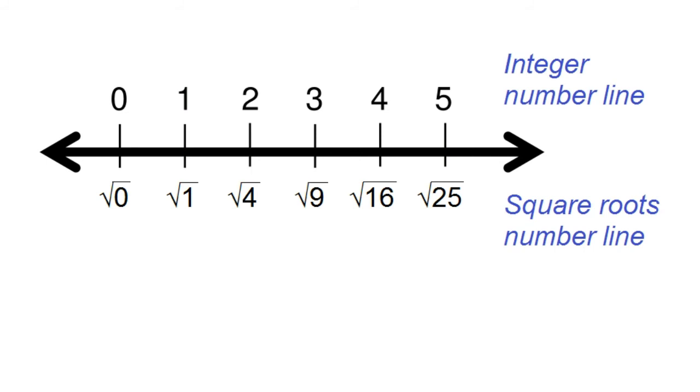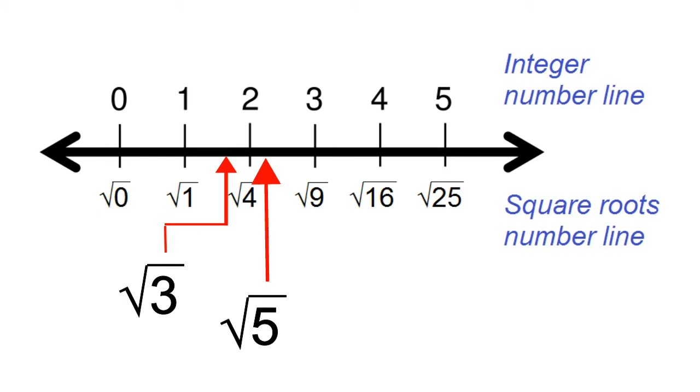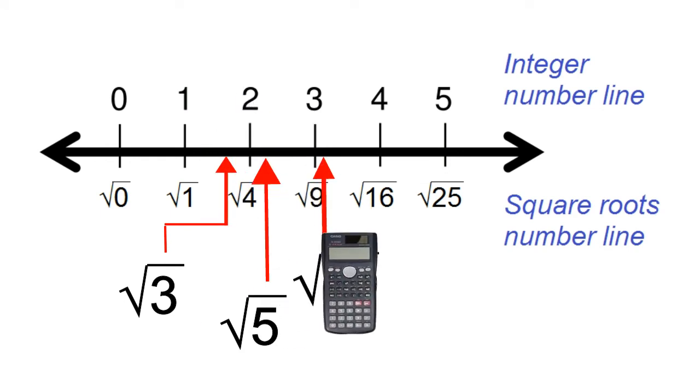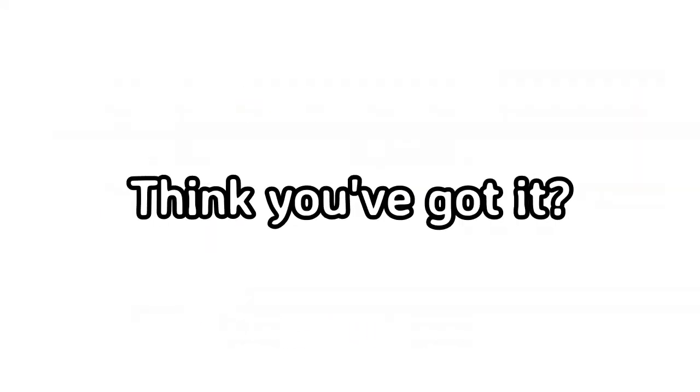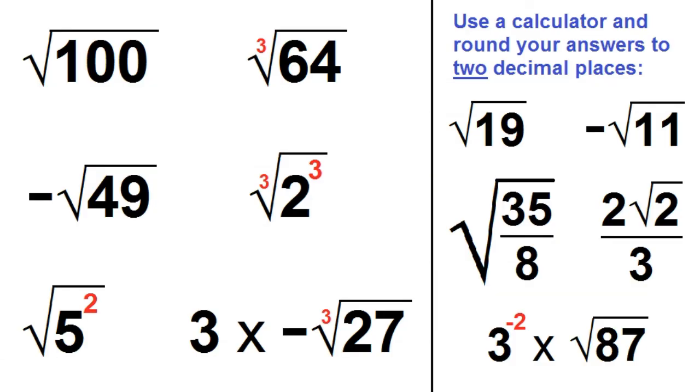Some square roots you can do in your head if they're perfect squares, but if they're not, like the square root of 3 or 5 or 10, you'll need to use a calculator to get an approximate answer. Think you've got it? Try a few questions yourself and see if you can find the answer.